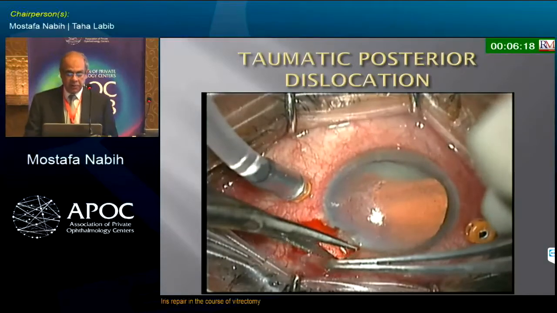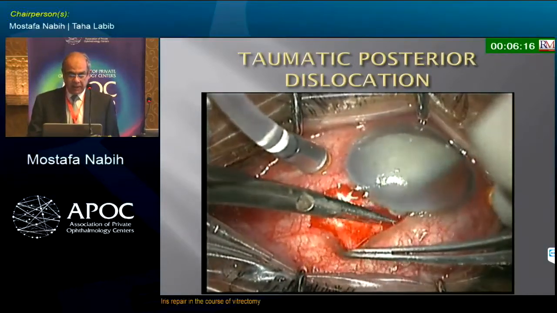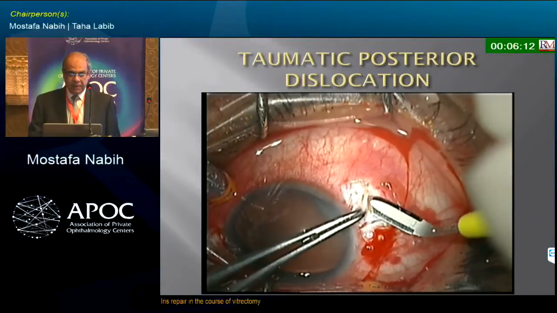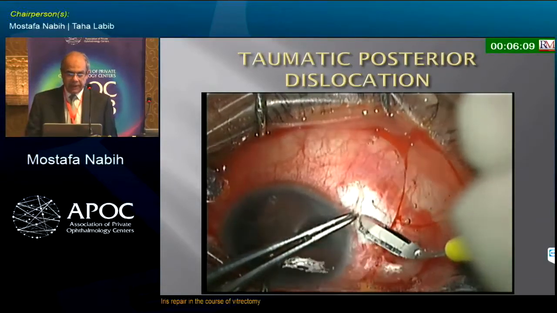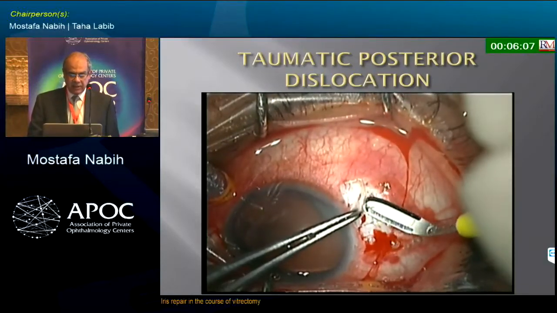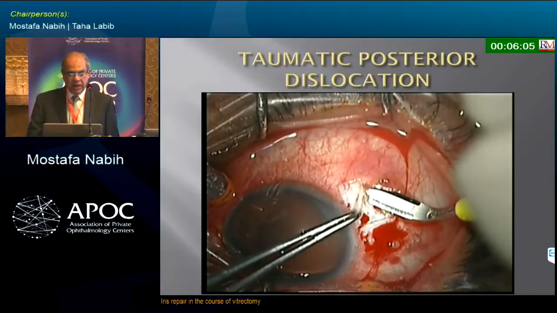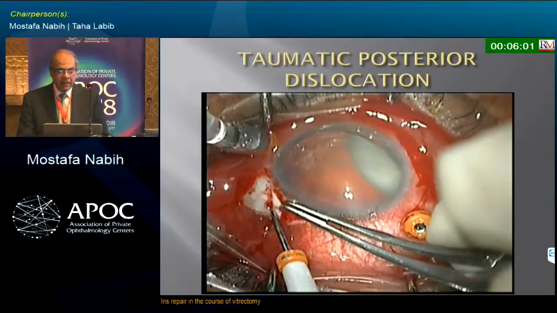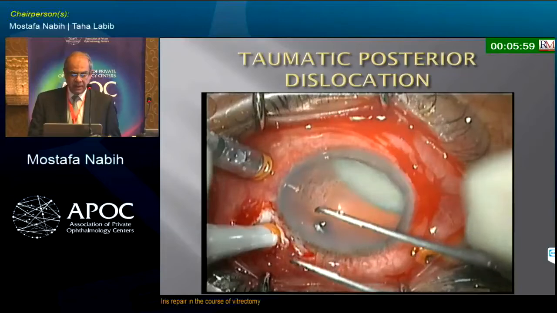This is a case of traumatic posterior dislocation where I expect not to have any capsular support, of course. I am preparing the flaps for a scleral tunnel fixation, frequently called erroneously glued lens. You don't need a glue actually. My shape of the flap is L-shaped.